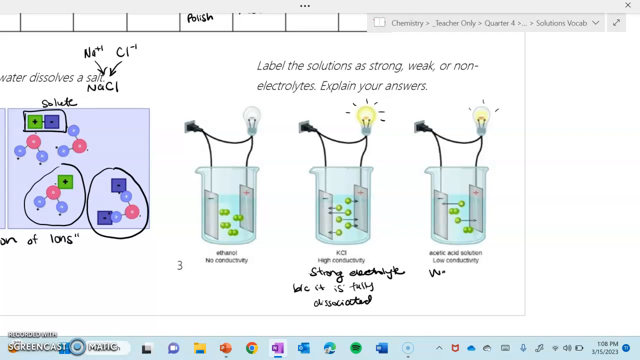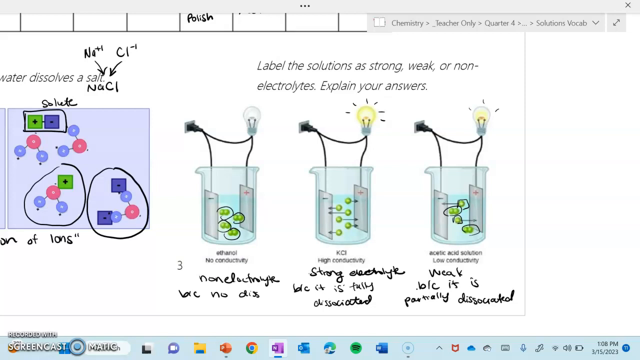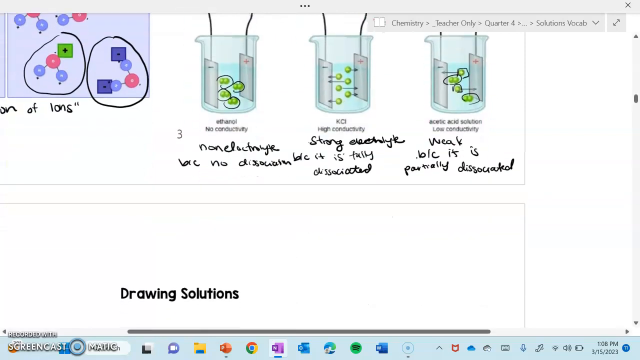Our weak one is because it's only partially dissociated, and you can see that because we have some compounds that have not broken apart, but others that are dissociated into their ions. And then our non-electrolyte has only compounds that did not dissociate at all. So there are our three different types of electrolytes.